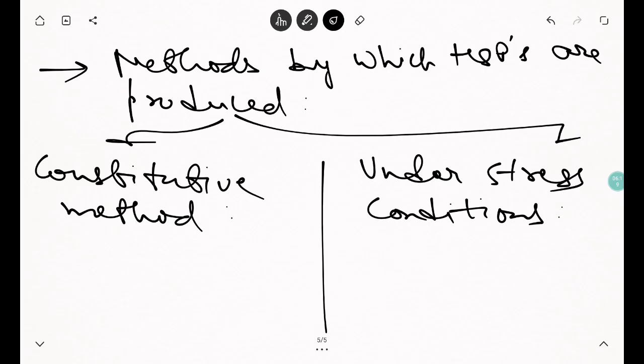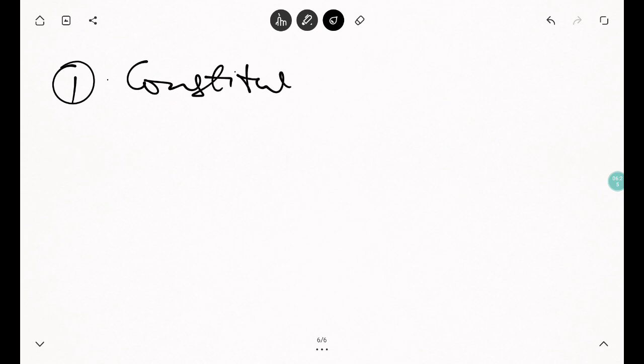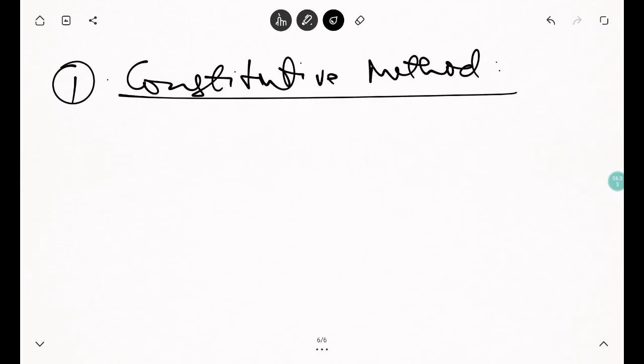Okay, so these are the two methods by which HSPs are produced. Let us look at the first, that is the constitutive method. If we talk about the constitutive method, it means that this is the normal or physiological production of HSP.